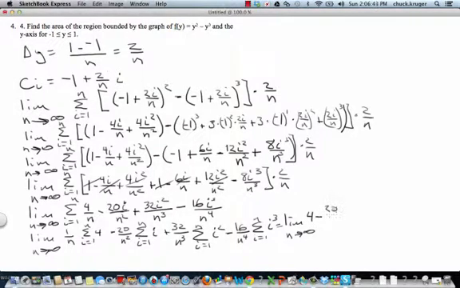Minus 20 over n squared times n plus 1 over 2, plus 32 over n cubed times n plus 1 times 2n plus 1. I'm cramping for space so you can see, over 6, minus 16 over n to the 4th times n squared times n plus 1 squared over 4. Wow. Let's simplify this and see.